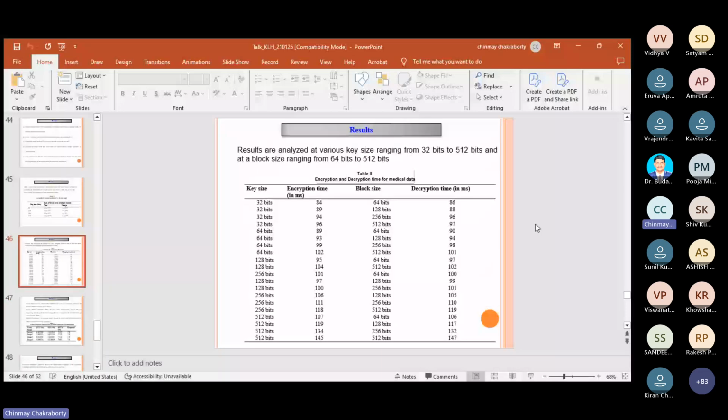Here is the mean encryption and decryption time for the medical data. Your key size is there, and the encryption time is also given with the block size, mentioned here. Suppose you see 512 bits as the key size: the encryption time is 145 milliseconds with a block size of 1512 bits, and the decryption time is 147 milliseconds.